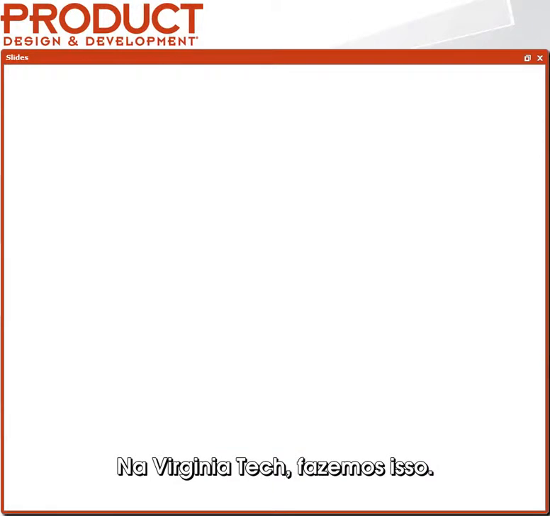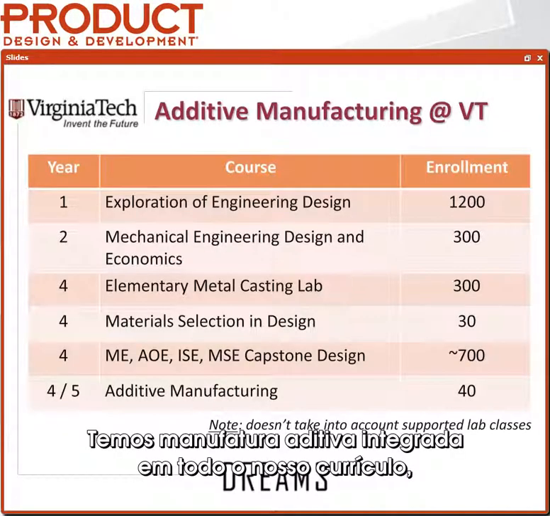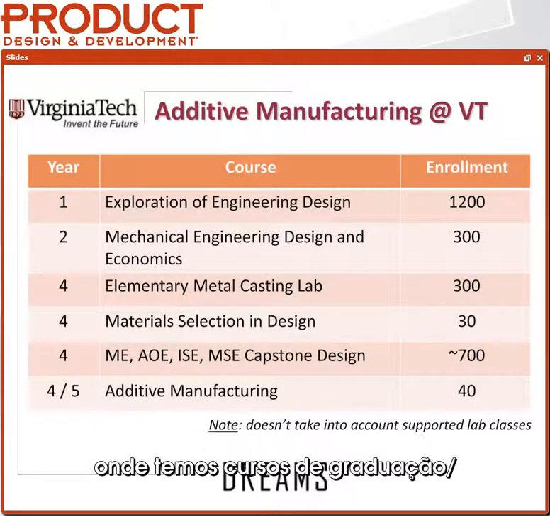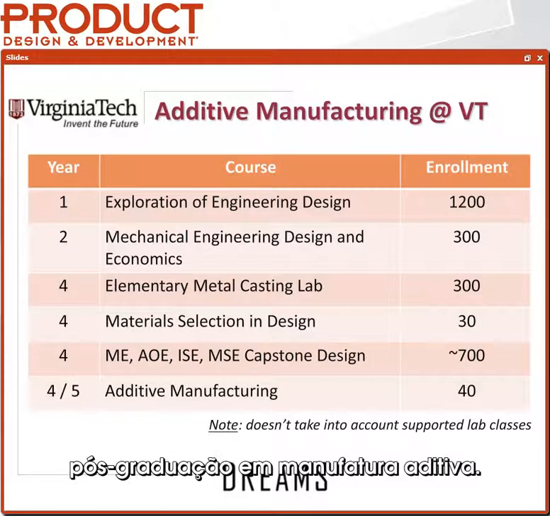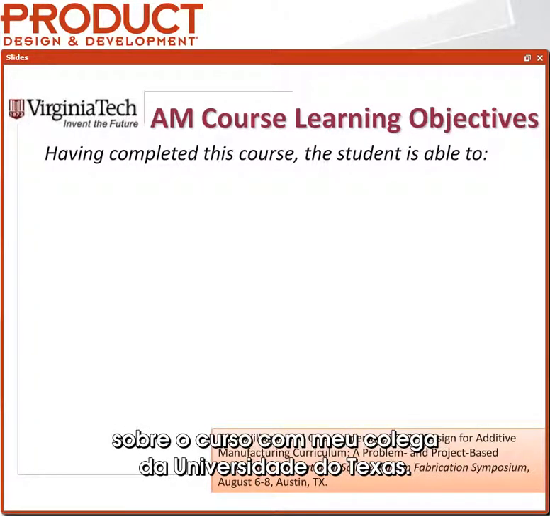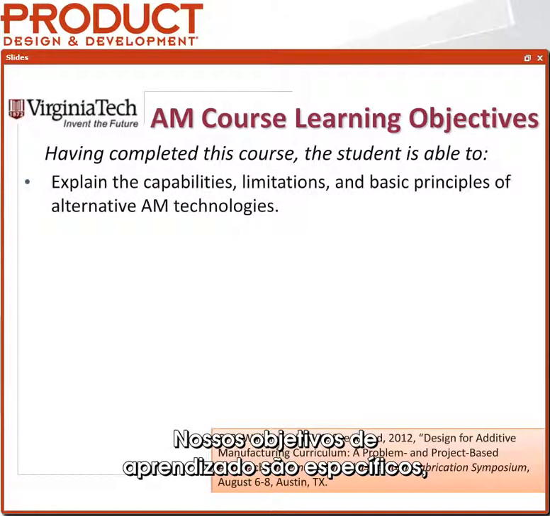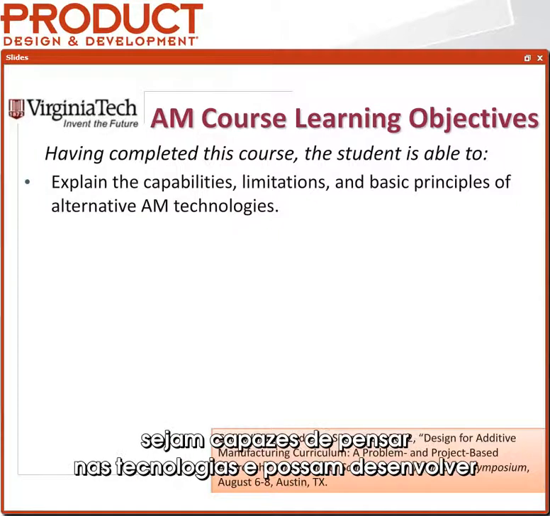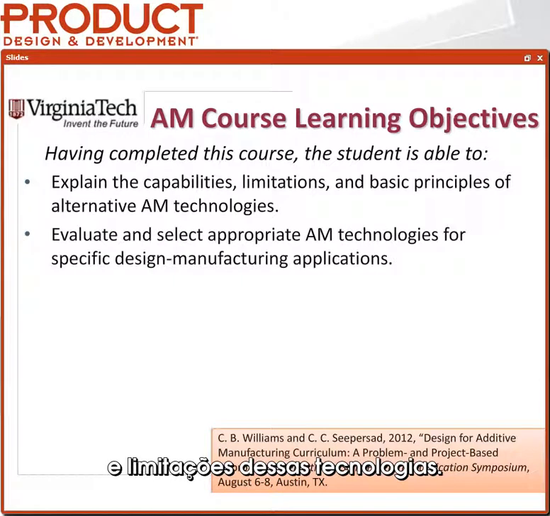At Virginia Tech, we do this. We actually have integrated additive manufacturing across our entire curriculum, all the way from the freshman engineering program all the way down to the bottom there, where we actually have a dedicated undergraduate, graduate level course in additive manufacturing. And just quickly to focus on that, we actually wrote a paper about that course with my colleague at the University of Texas, and we have specific learning objectives where we want the students who leave to be able to think about all the technologies and be able to design within their capabilities and limitations.